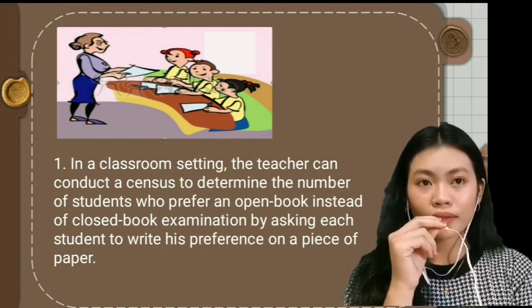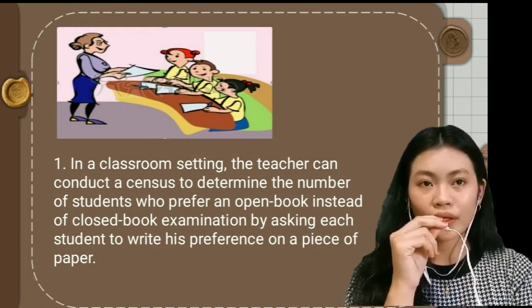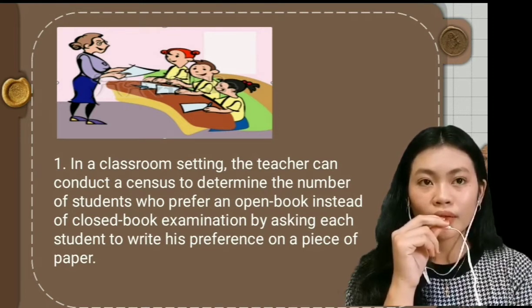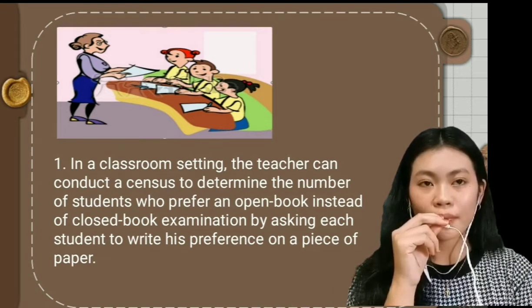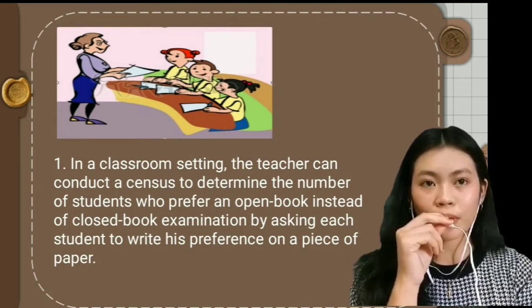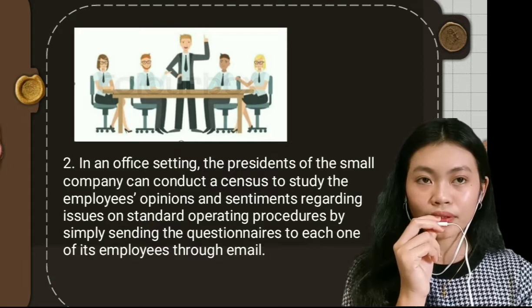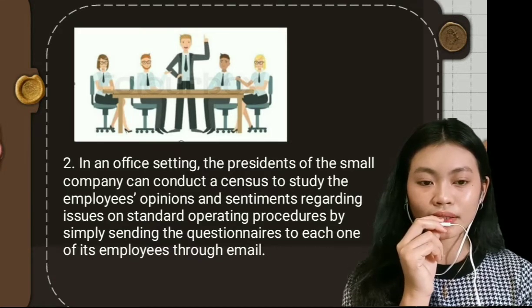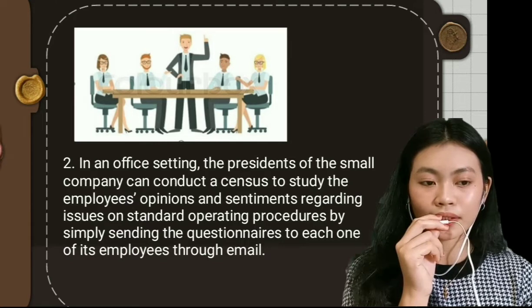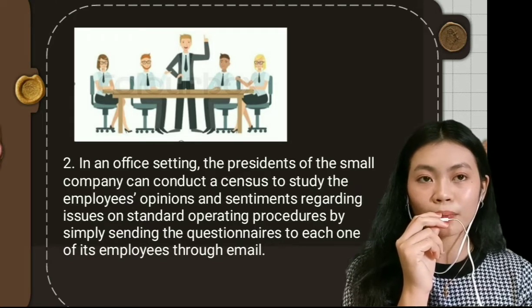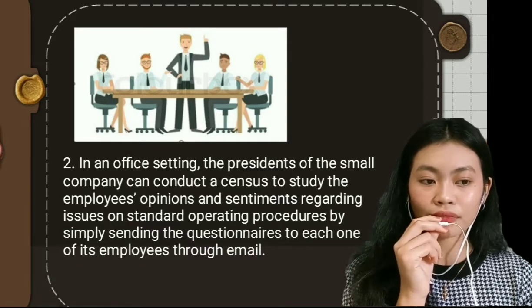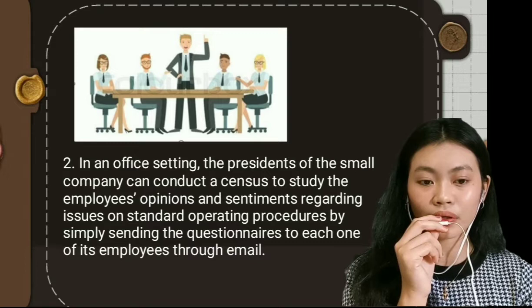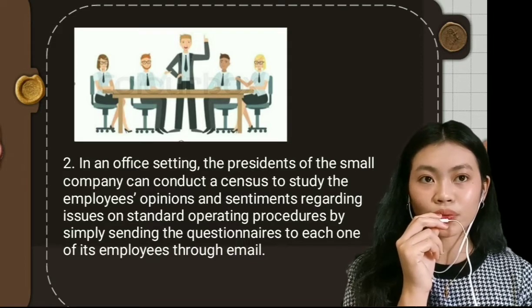Examples in Figure 1, in a classroom setting, the teacher can conduct a census to determine the number of students who prefer an open book instead of closed book examination by asking each student to write his preference on a piece of paper. Another example in Figure 2, in an office setting, the president of a small company can conduct a census to study the employees' opinions and sentiments regarding issues on standard operating procedures by simply sending the questionnaires to each one of its employees through email.